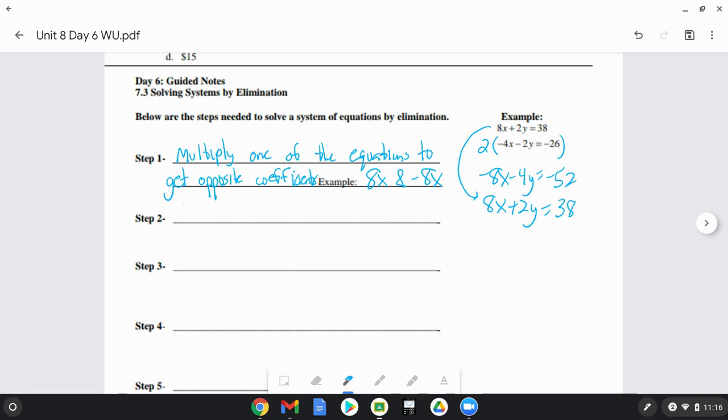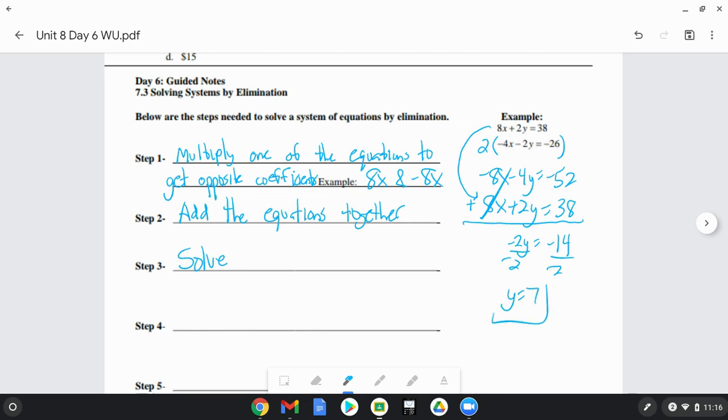Step 2 would be to add the equations together. That will always cancel one of the coefficients. If you did step 1 correctly, it should cancel whichever one you made opposite. So if we add these two together, we should cancel out the 8's. Negative 4 plus 2 would give me negative 2y. And negative 52 plus 38 would give me negative 14. Step 3 is to solve for what's remaining. So we divide by negative 2, and we get y equals 7. So that's half our answer.